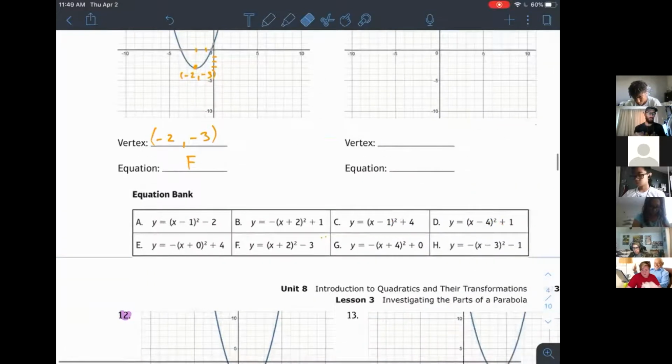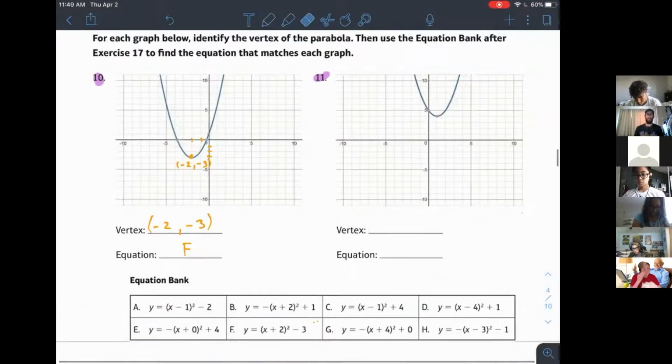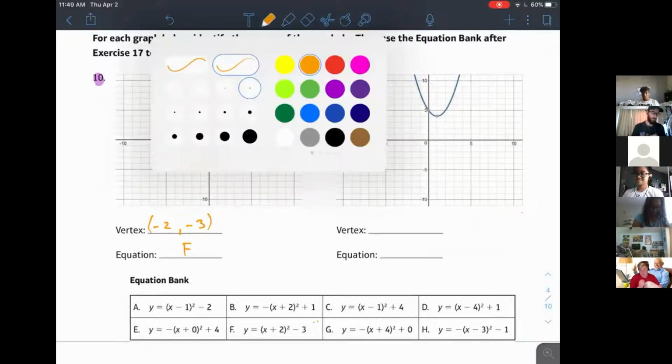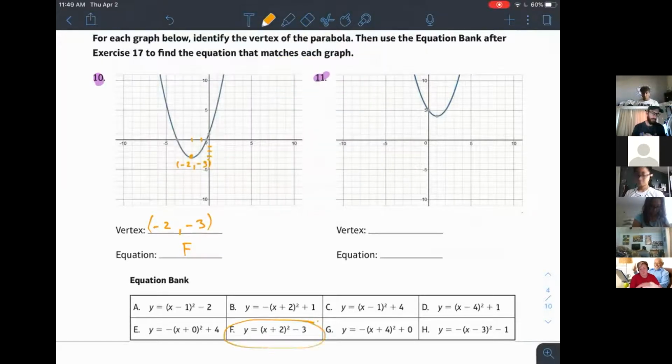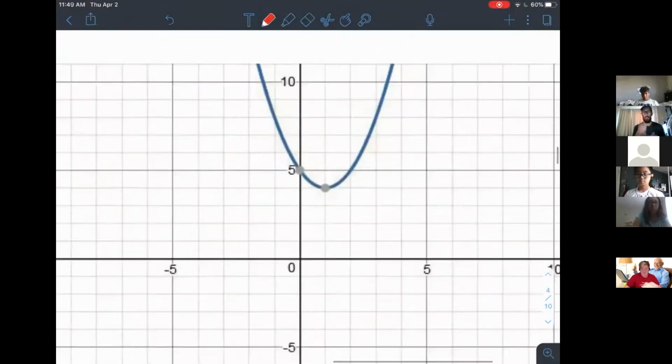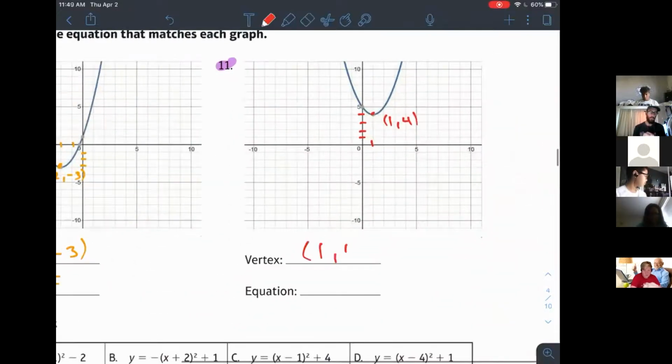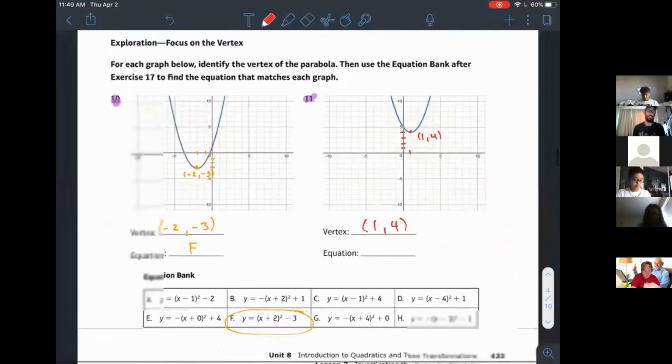All right. First one done for you. Let's see if we can do number 11 together. Okay, number 11. Anyone other than Francis know where the vertex is on this one? We already did F, by the way, so that one's out. Vertex for number 11. 1, 4. Yes, great call, y'all. 1 over to the right, so +1. 1, 2, 3, 4 up. Boom. Vertex 1, 4. Anyone think they know which equation could match 1, 4?